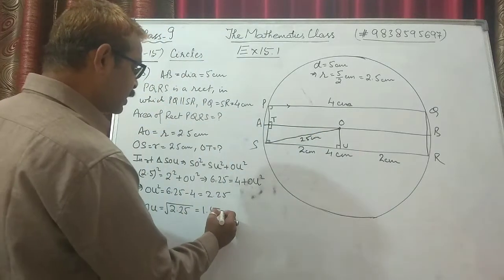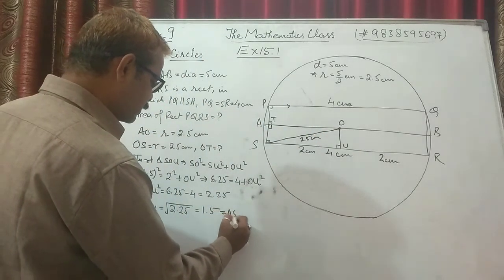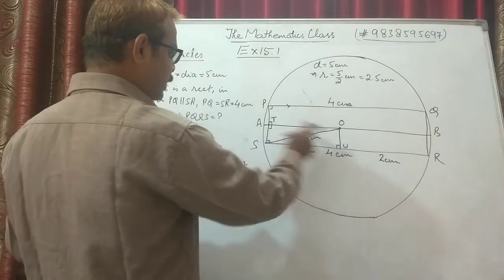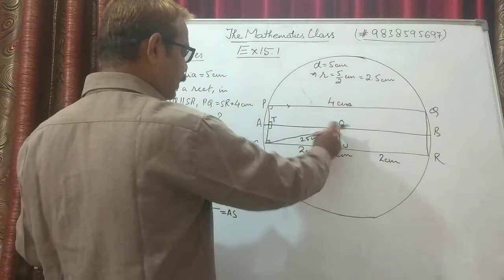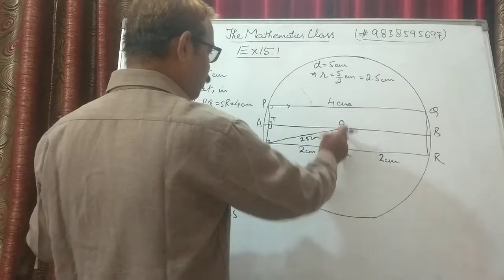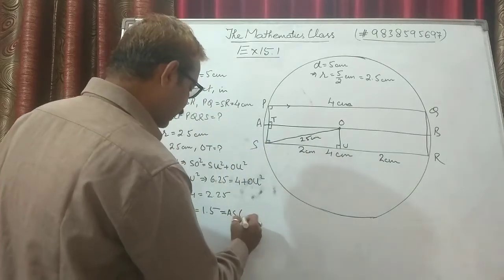So OU is same as AS. Why? This is 90, this is 90, this is 90, and this also will be 90. So AOUS is a rectangle.